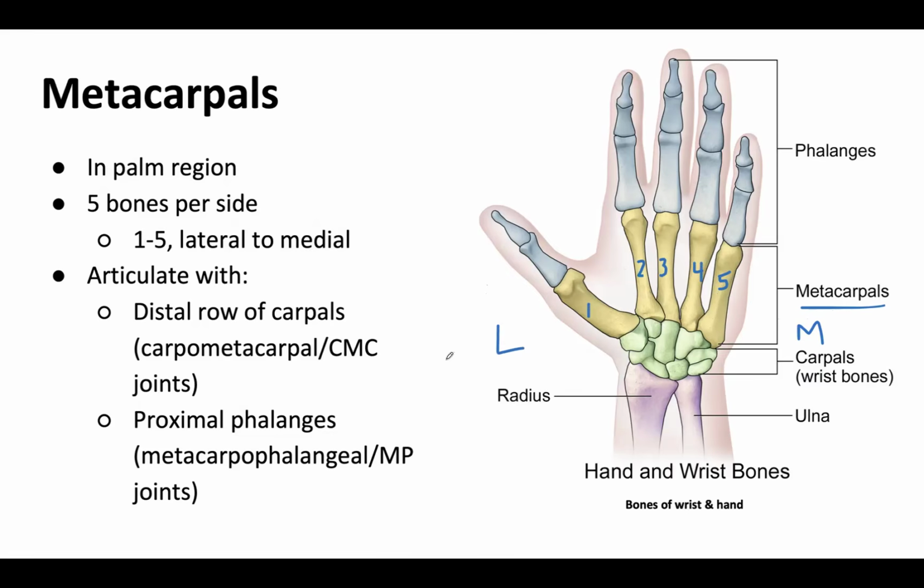These bones articulate proximally with that distal row of carpal bones to form the carpometacarpal or CMC joints. And then distally, they will articulate with the proximal phalanges to form the metacarpophalangeal or MP joints.